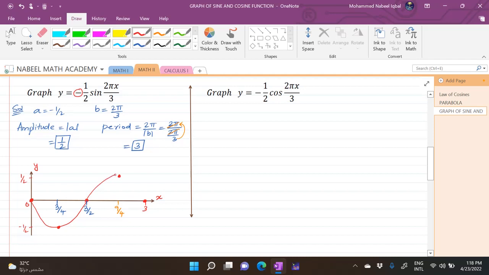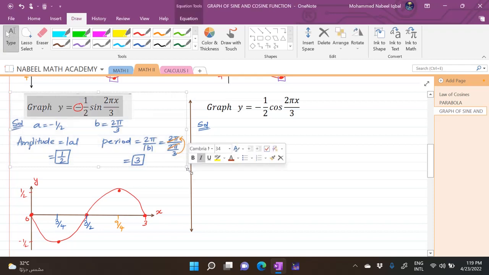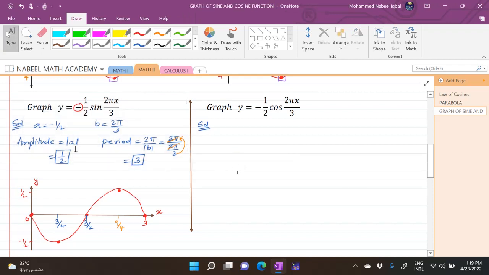So this is my graph of the sine function. Now let us go with the next one, which is the cosine function. What is the difference in the cosine function? This is going to be the same. The amplitude and period, everything will be the same. Now we will have only to draw the graph.